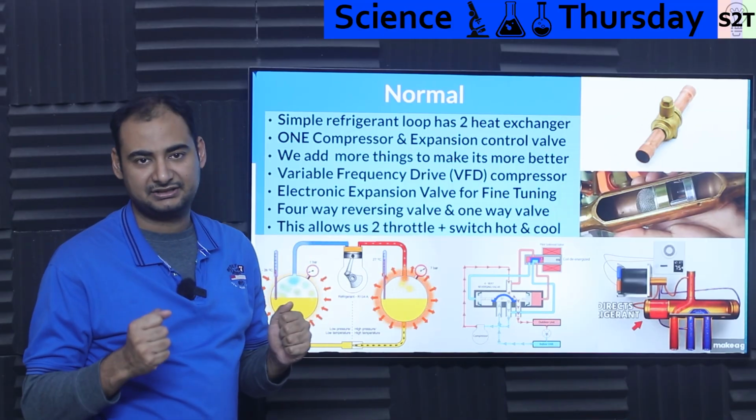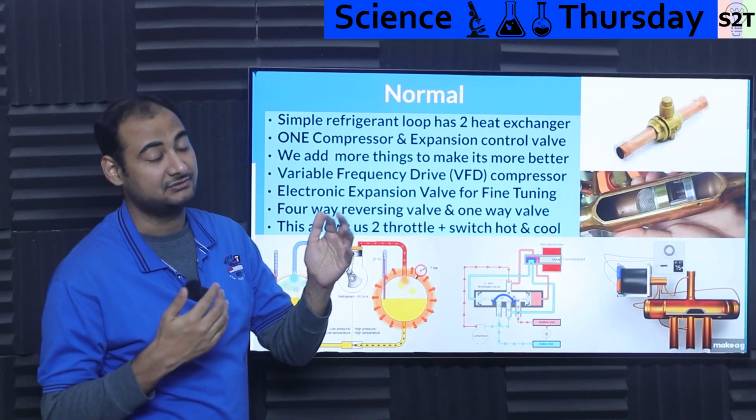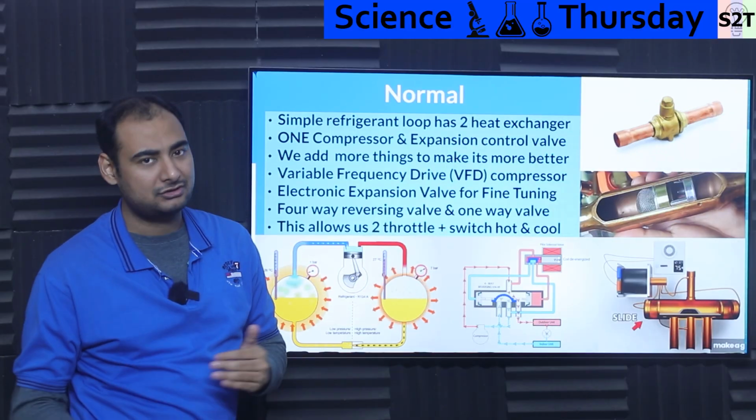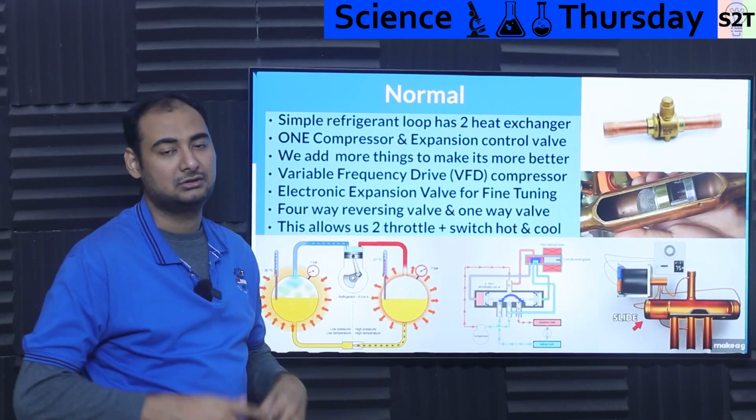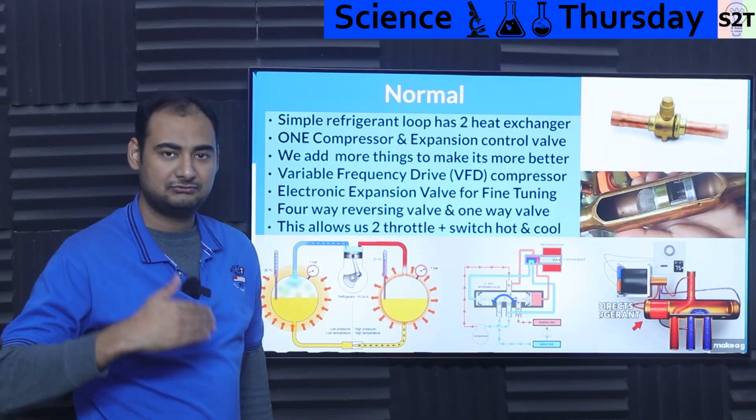Basically, now we can have a scenario where AC is working as a heater, AC working as a cooler, and we also have throttle control, aka it's not just full on or full off. So this is how far we have gotten.